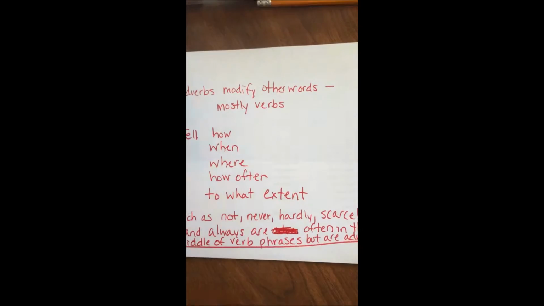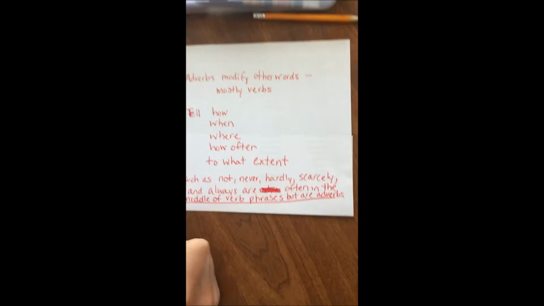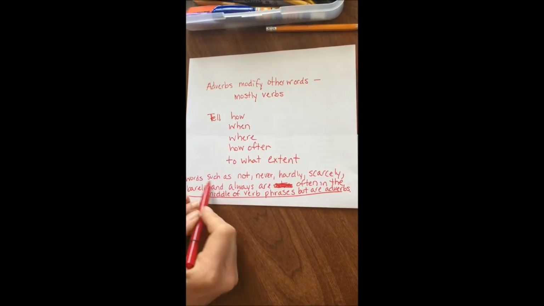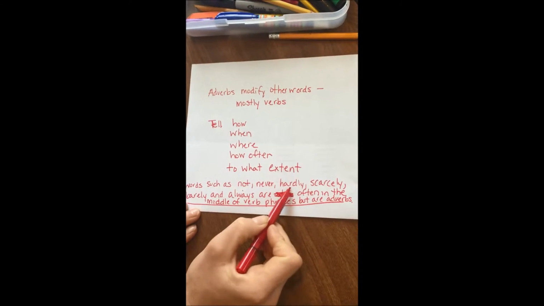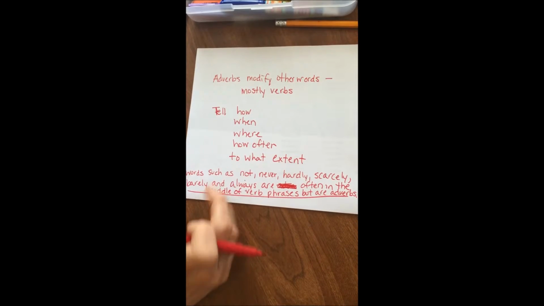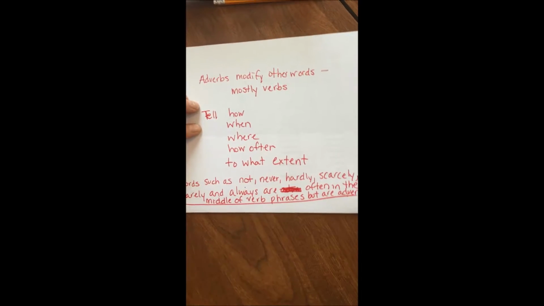Remember too that adverbs are often found in the verb phrase. Words such as not, never, hardly, scarcely, barely, and always are often in the middle of verb phrases, but they're not part of the verb phrase. They're actually adverbs, okay? So keeping that in mind, we're going to start diagramming the way we always do.